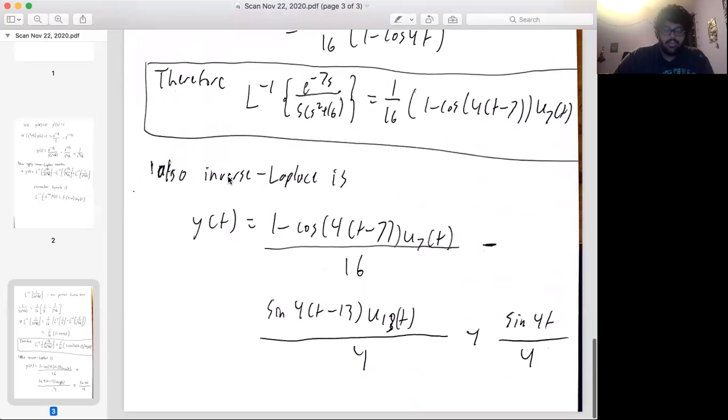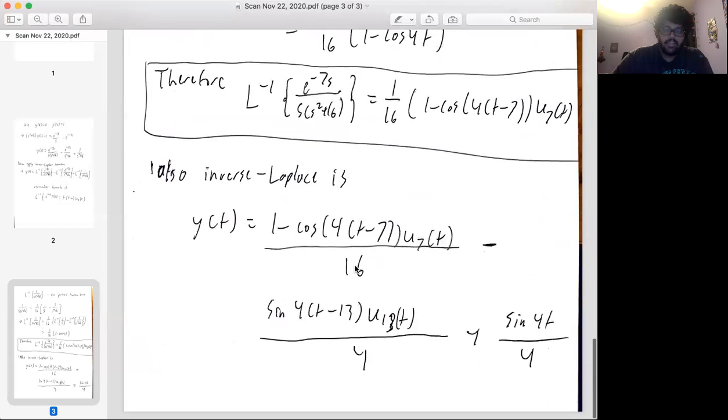And to check that, you can also take the inverse Laplace, where y(t) = (1 - cos 4(t - 7)) u_7(t)/16 - sin 4(t - 13) u_13(t)/4 + sin 4t/4.